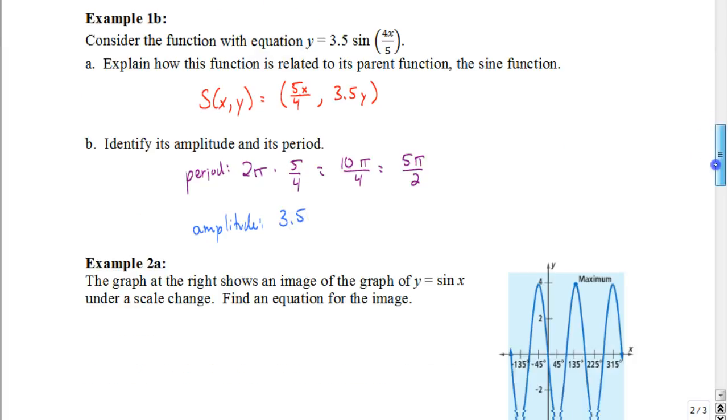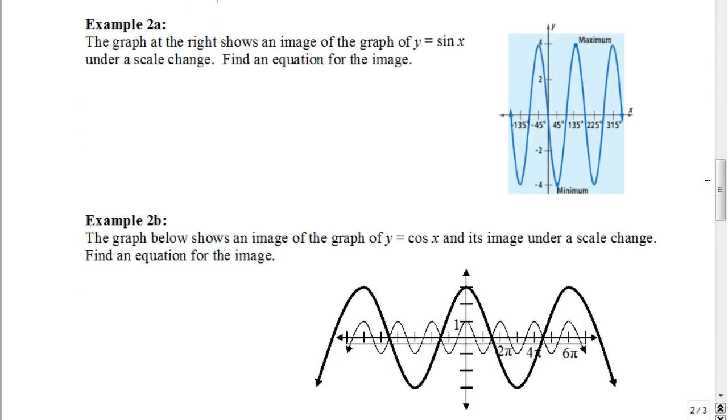So let's look at some graphs now. Here it says the graph to the right shows an image of the graph y equals sine of x under a scale change. Find an equation for the image. So something's happened with our sine function here. We want to figure out what the new equation would be. But there's something really different about this one. Take a second and look at it. Remember and think in your head of what the graph for just a plain old sine function would be. Yes, I know this is being shrunk horizontally and stretched vertically, but do you notice anything else that's really different about this one compared to the parent function for the sine function?